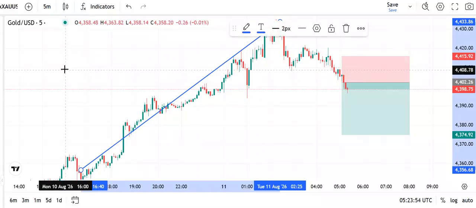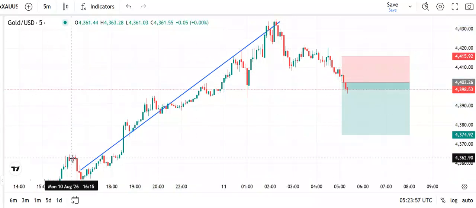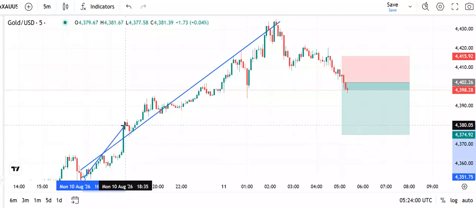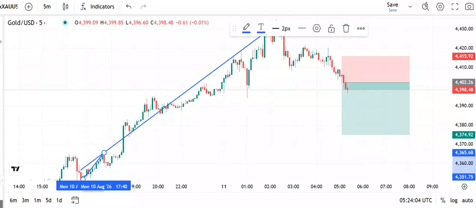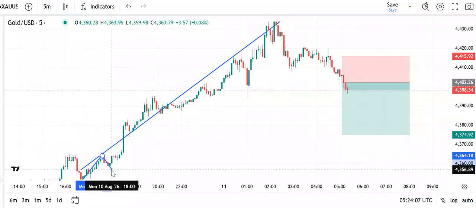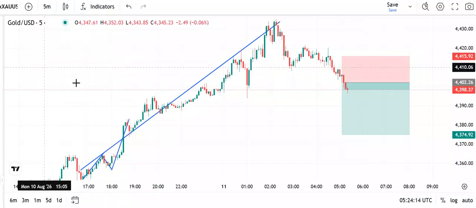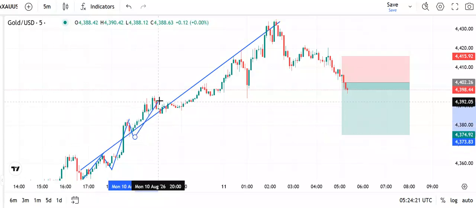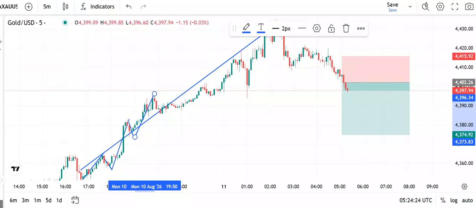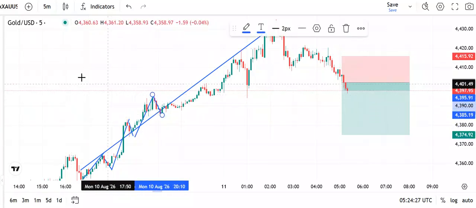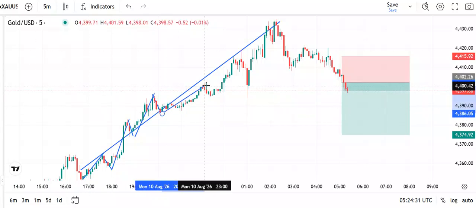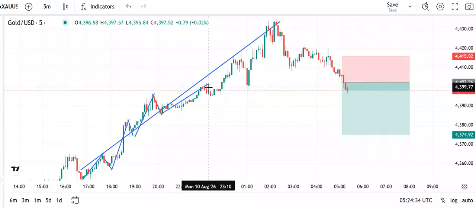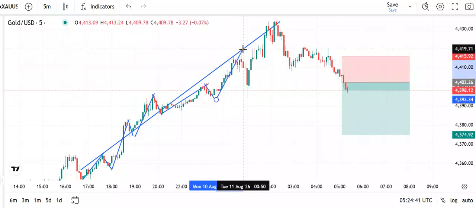bullish trend in the sense that price has been giving us a low, we have a high, we have a higher low here, higher high, higher low, there is higher high, higher low, we have higher high, we have higher low, then we have a higher high.